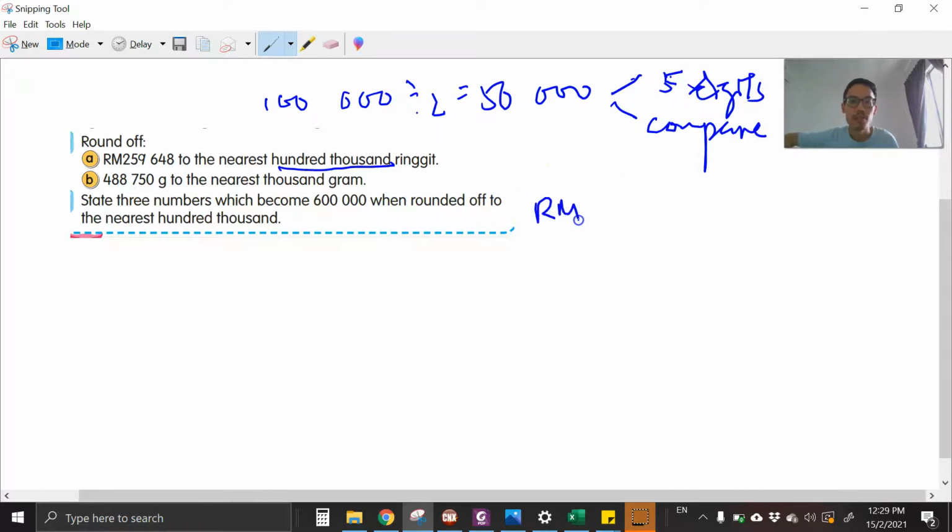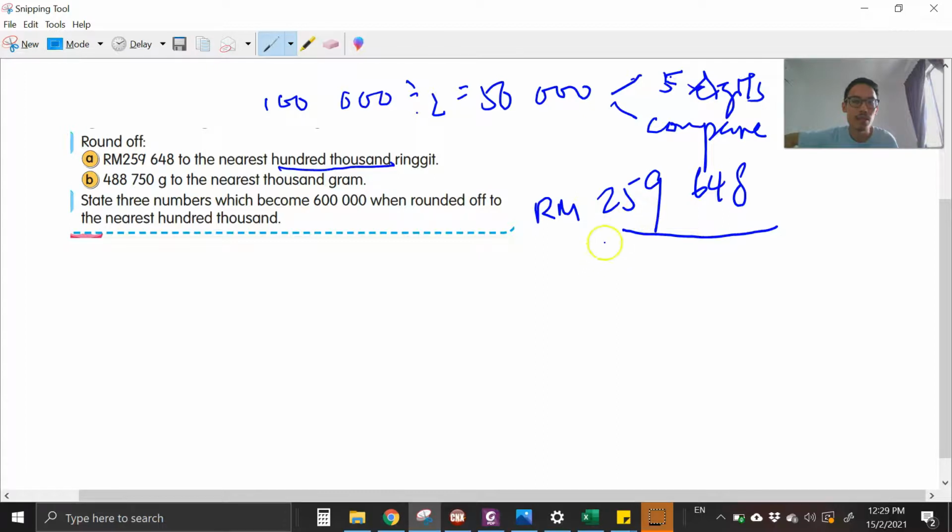Alright, so you write the question 259,648. Underline 5 digits 1, 2, 3, 4, 5. Compare it with 50,000. This is bigger, so you have to plus 1. 2 plus 1, 3. And then the last 5 digits just change to zeros. Write your RM. Okay, you must write RM.